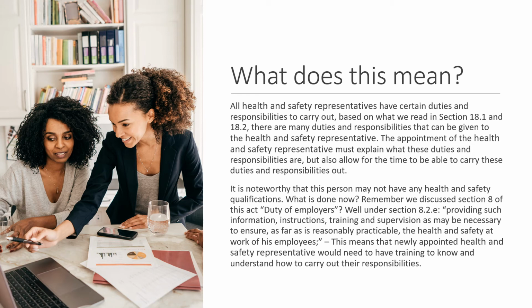So what is done now? Well, remember, we discussed Section 8 in this Act, the duty of employers, and under Section 8.2e, it states that an employer must provide such information, instruction, training, and supervision as may be necessary to ensure, as far as is reasonably practicable, the health and safety at work of his employees. This means that newly appointed health and safety representatives would need to have training to know and understand how to carry out their responsibilities.